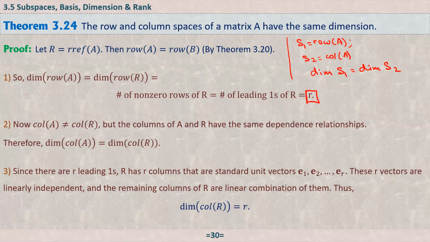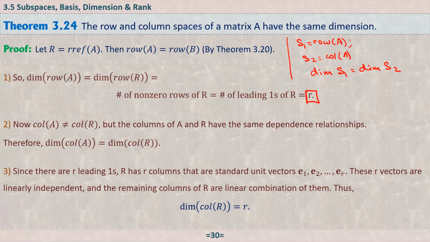Now, also we know that the column space of A is not equal to the column space of R. If you remember, we know this from the examples, because the column space of R is different: at the bottom we have zeros. Using those vectors, we cannot actually produce the columns of A. But the columns of A and R have the same dependence relationships. And also, we saw this in the examples. Therefore, the dimension of the column space of A is equal to the dimension of the column space of R.